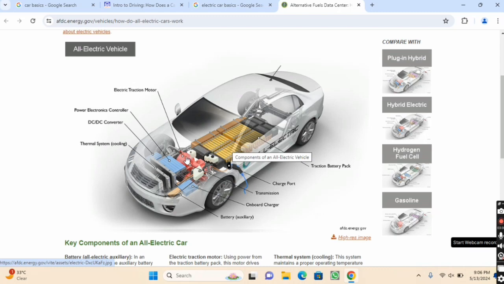So the battery pack is supplying the traction motor, then of course the motor. Then it has the thermal system, the cooling system, cooling the system of the vehicle. That's the cooling system. Then there is a charging port. Yeah, it has the charging port.